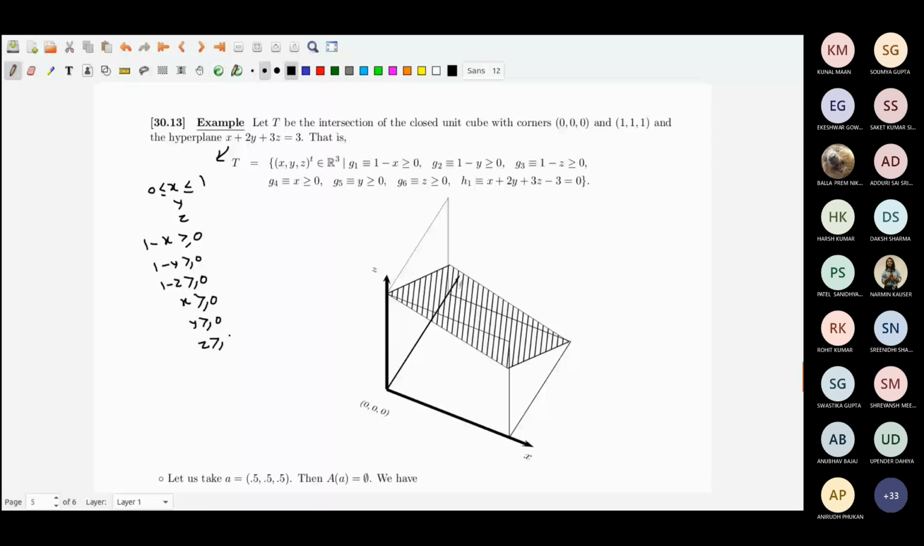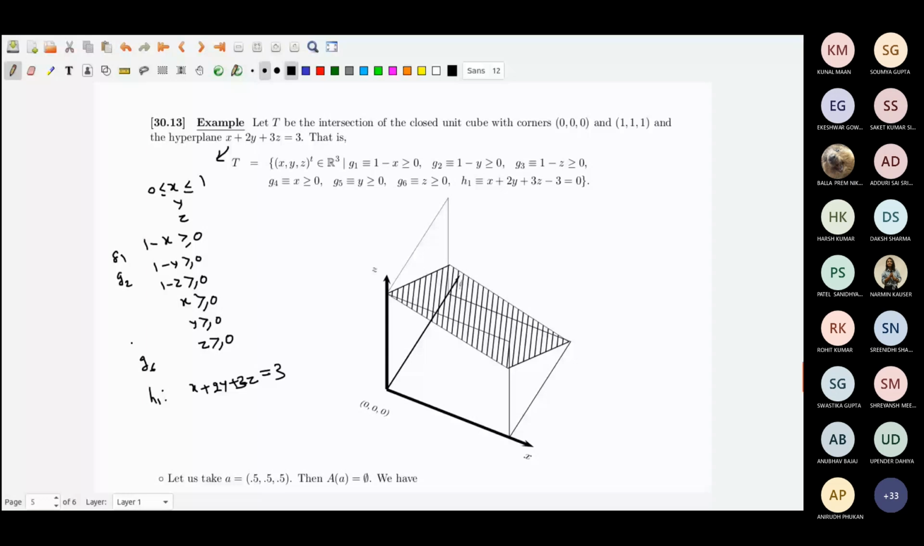So this is my G1 to G6, and H1. What is H1? H1 is x plus 2y plus 3z equal to 3. T is defined as the set of xyz that satisfies this. Fine.